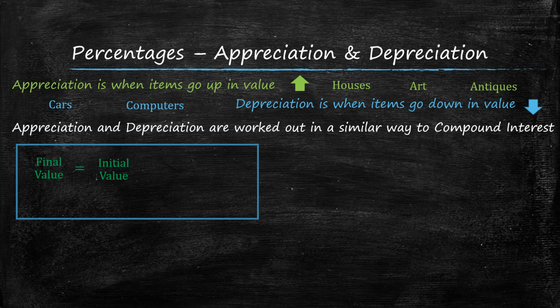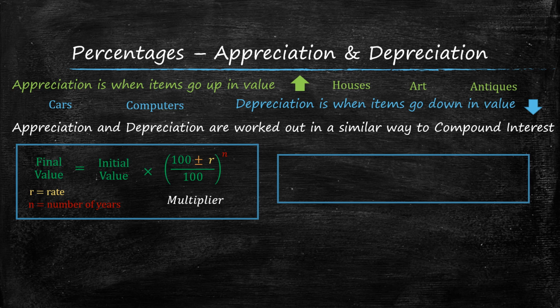So our formula is final value is equal to the initial value times our multiplier, which is 100 plus or minus r over 100 raised to the power n, where r is our rate of appreciation or depreciation, and n is the number of years that we're looking to calculate our value for. So it's our final value is equal to our initial value times our multiplier raised to the power n.